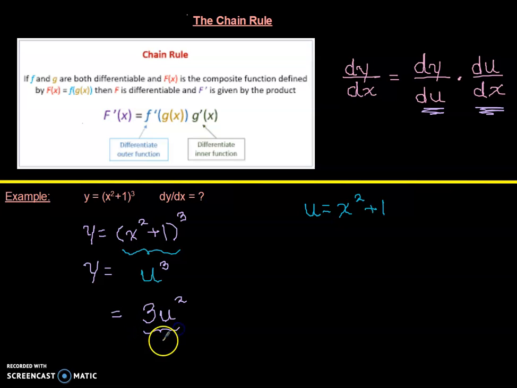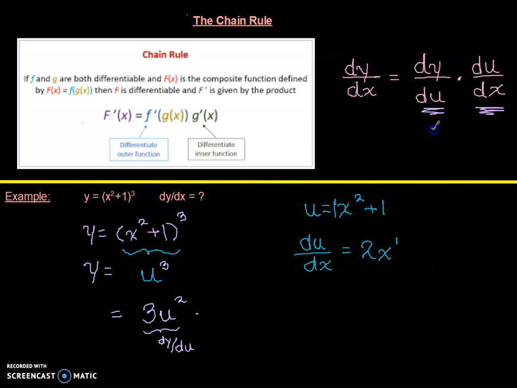So again, this is dy over du. I need to multiply it by du over dx, meaning the derivative of u with respect to x. Okay, well, I have u, so what's the derivative of u with respect to x? So I would just derive this. Using the power rule, 1 times 2 is 2. x, take 1 away from the power is 1. I don't really need to write that though. And then the derivative of any constant is just 0.